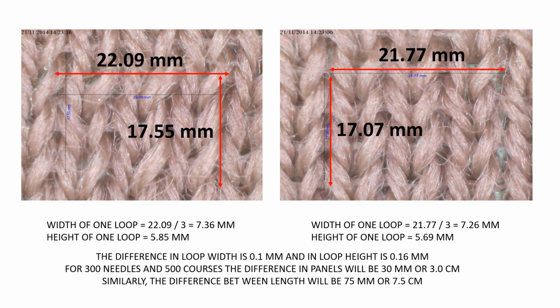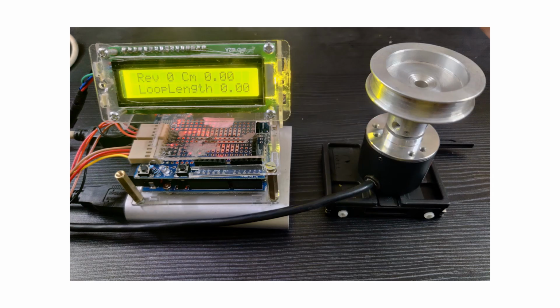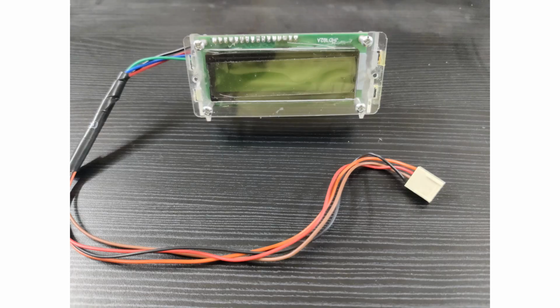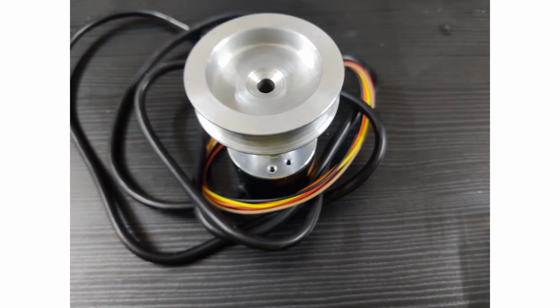This makes it necessary to be able to measure the loop dimensions very accurately. I have developed a small device that can help knitters to calibrate any kind of knitting machine in minutes. It consists of 4 parts: the computer controller, the display unit, the rotary measuring device, and the power supply.